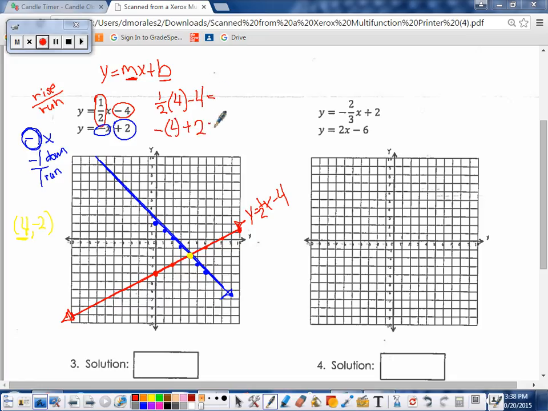So now let's go ahead and do the math. Half of 4 is 2. Minus 4 is -2.